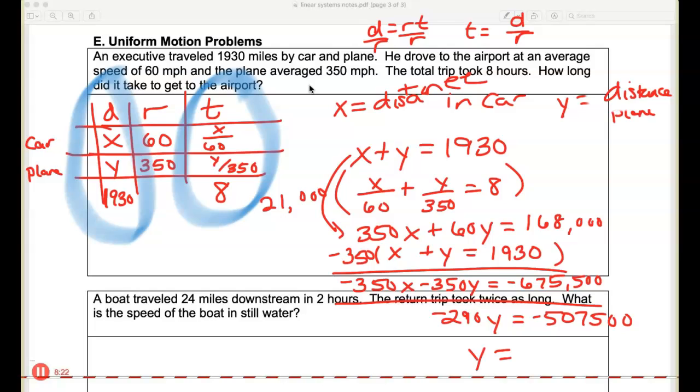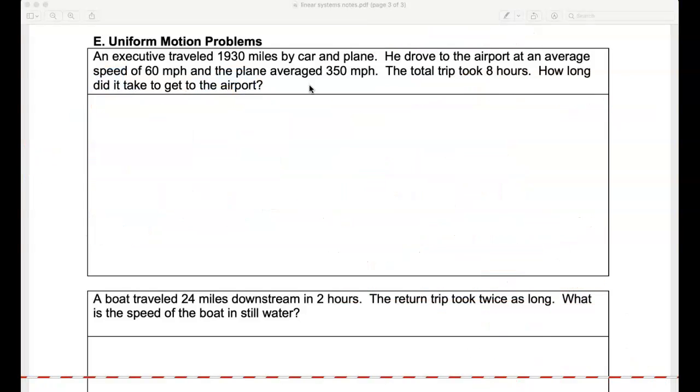Dividing that gives me y is 1,750 miles. That would be how much we're in the plane, right? Subtract that from 1,930 means we have 180 miles in the car. In the plane. Whew. Sorry about that chicken scratch, guys. Hopefully you followed along on that.